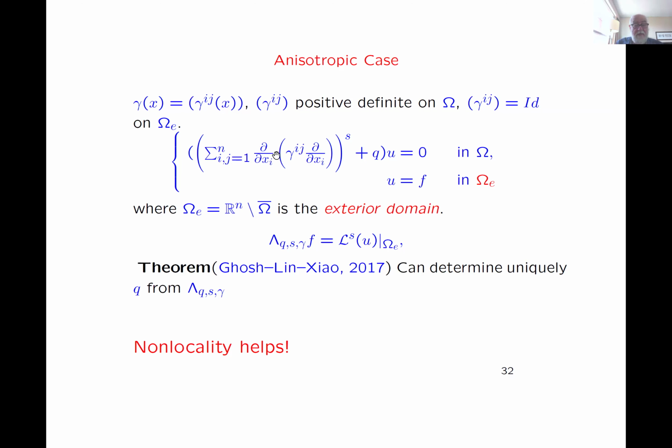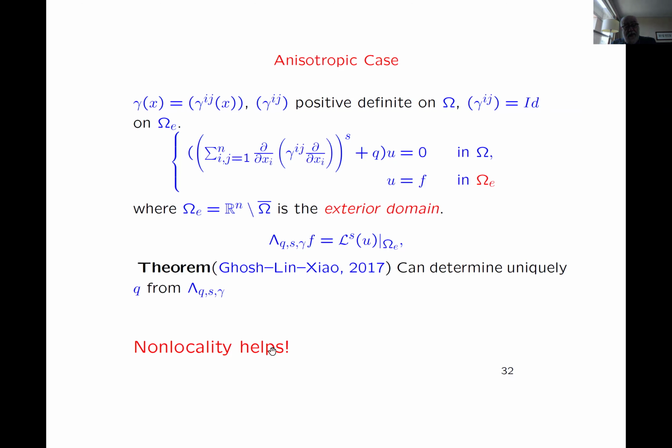And you also define the same Dirichlet to Neumann map by using this L, this operator, and u restricted to the exterior. You can define the Dirichlet to Neumann map. And then they prove that you can determine uniquely Q from knowing this map. And this is definitely not known in the case s equal to 1. In the local case, we don't know even that result. In that case, we know gamma, but we want to recover Q. And also that's unknown.